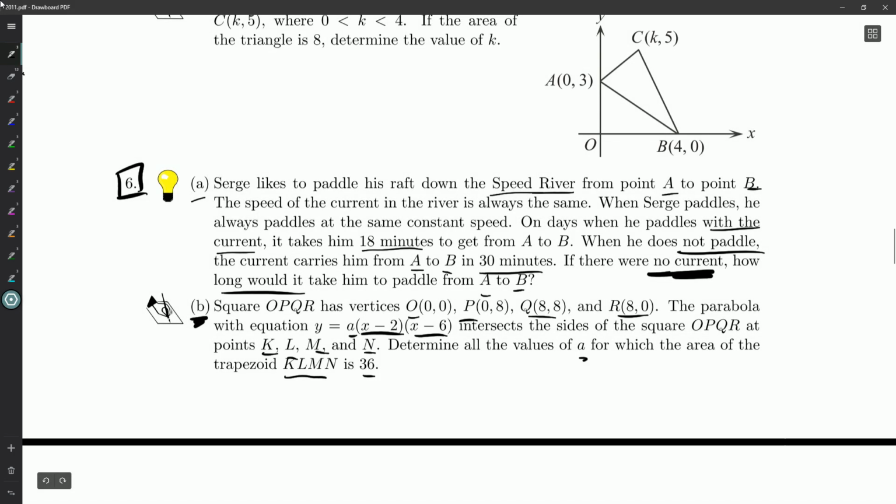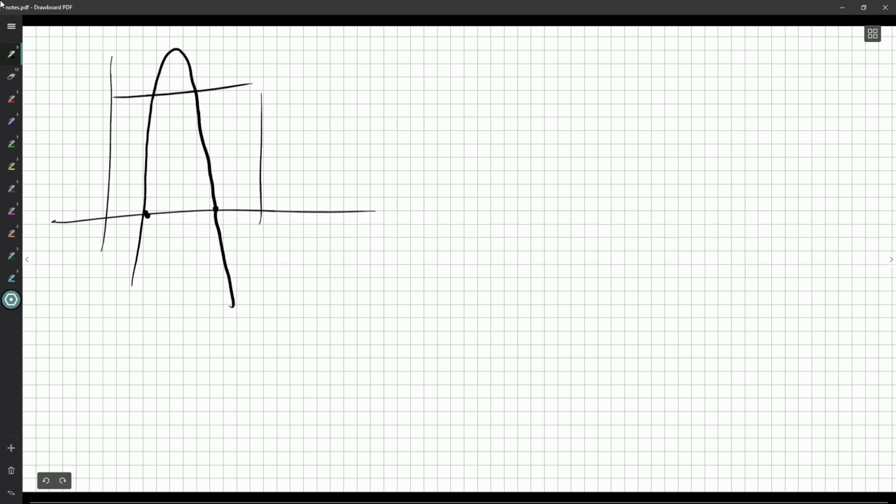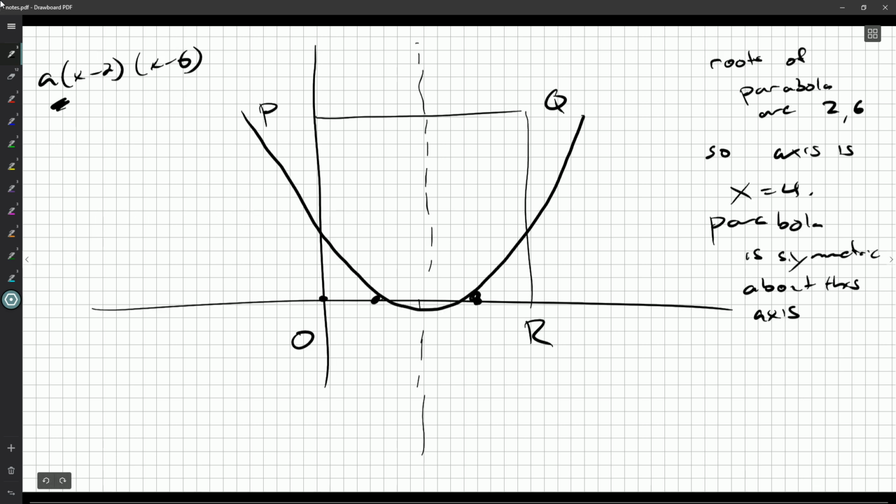Now, they said it intersects the sides of square OPQR, but I mean, this is one picture. Surely, if I wanted a downward-facing parabola, I could do something like this, couldn't I? And then I have my other points up here. That wouldn't necessarily be bad. Okay, so it looks like we'll have two cases. This is a being down, negative. This would be a being positive.